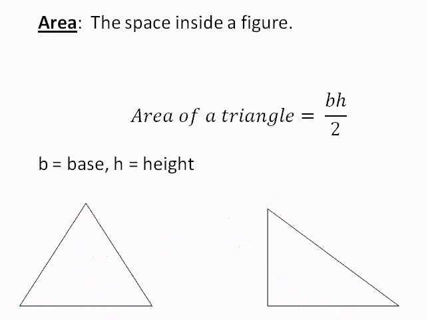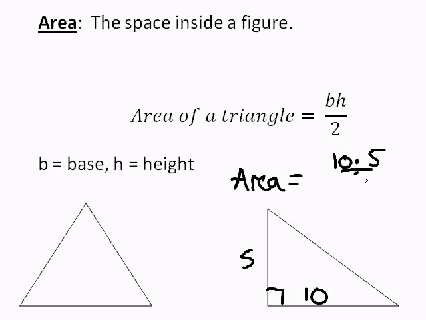So let me give you an example of a triangle. We're going to find the area of it. If our base right here is 10 and our height is 5, find me the area. Well, the area is going to be equal to the base times the height divided by 2. 10 times 5 is 50, divided by 2 is 25. Units squared, since I didn't give you the actual unit or measurement of the base and the height.